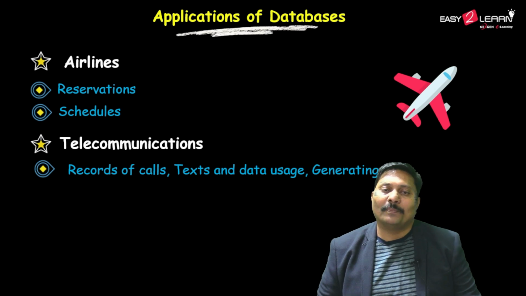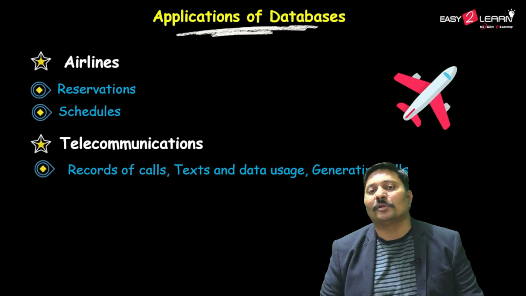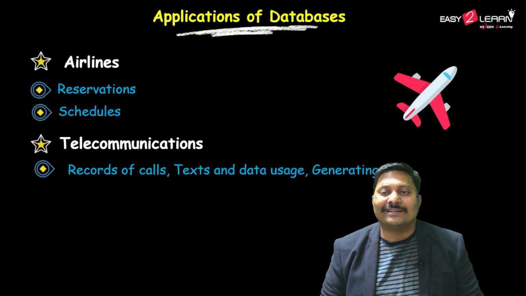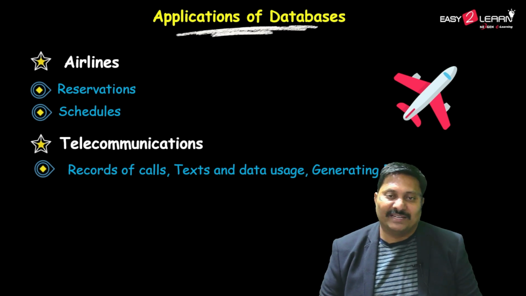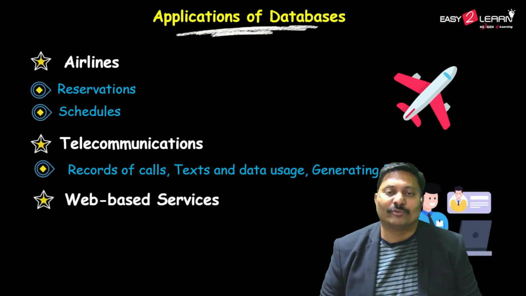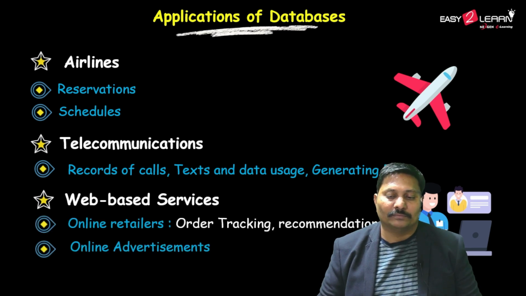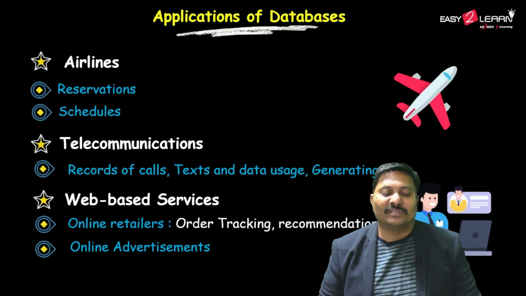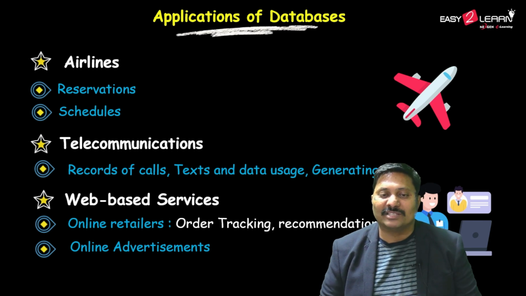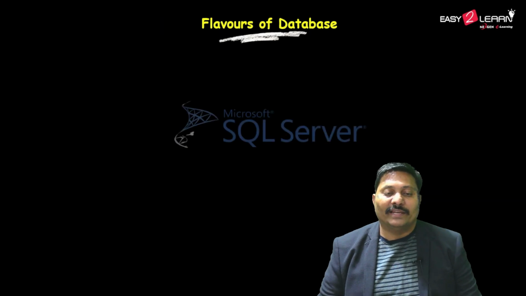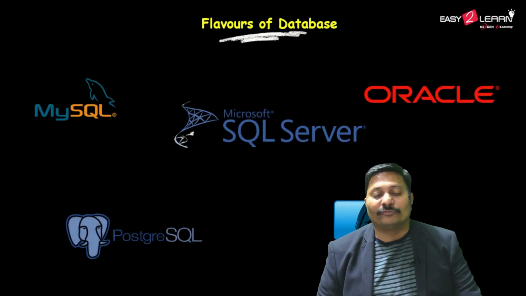And the next application is telecommunications. Databases are at the core of telecommunication networks, ensuring uninterrupted communication and service delivery. Some of the key applications include customer data management, call detail records, network performance monitoring, billing and payments, fraud detection, and many more. And the next application is web-based services, which consist of online retailers, order tracking, customer recommendations, online advertisements, and so on.